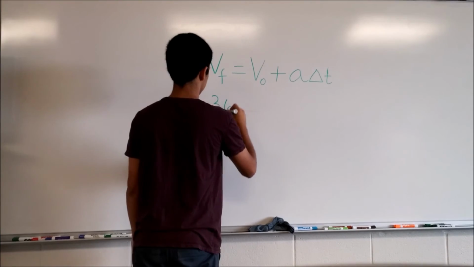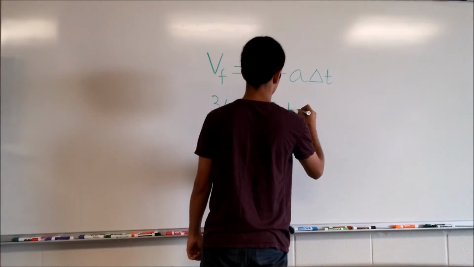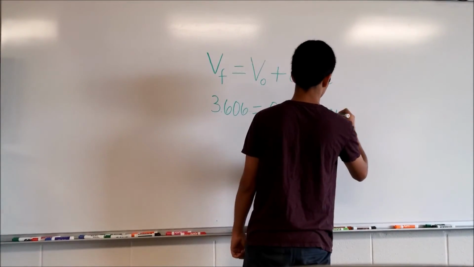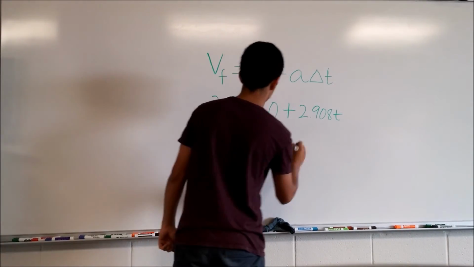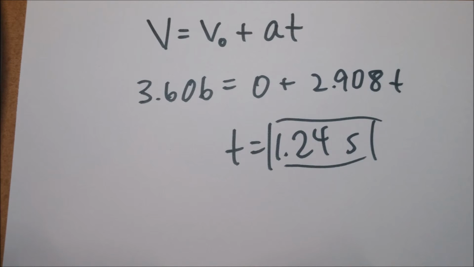We finally have enough information to calculate the time it takes for Chaos to get to the bottom of the hill. To do this, we use the kinematics equation v equals v naught plus at. The time it took for Chaos to get to the bottom of the hill was 1.24 seconds.